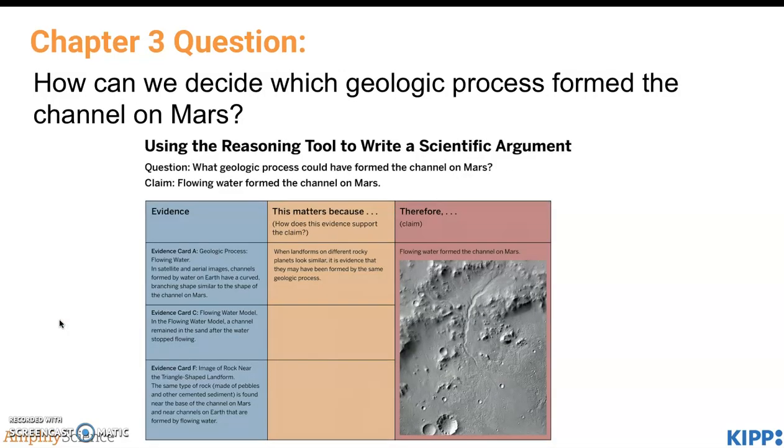Students will then write an argument to answer the question, what geologic process could have formed the channel on Mars? Students are prompted to be convincing in their writing as they address a well-informed audience, the geologists at the Universal Space Agency. To help students get started, the teacher models writing a scientific argument, including demonstrating how to use sentence starters and a reasoning tool. Then students write their scientific arguments.